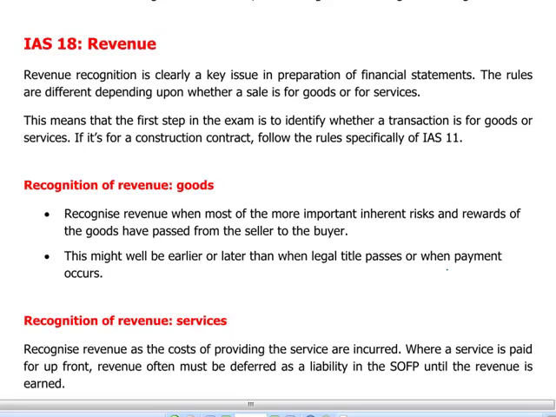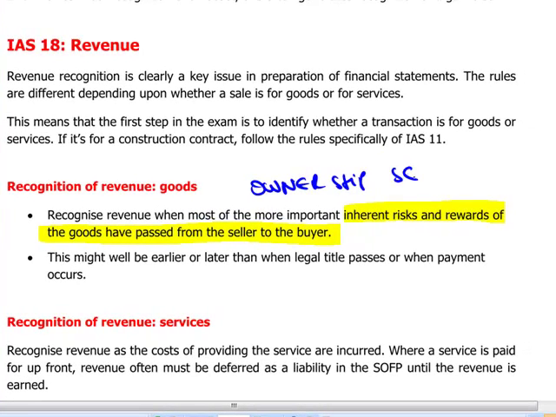In terms of a sale of goods, IAS 18 says the following. Revenue from sales is recognized when the risks and rewards associated with ownership are transferred from the seller to the buyer. It does not necessarily mean that the legal title should pass at the same time. So all the risks and rewards should be transferred to the buyer.